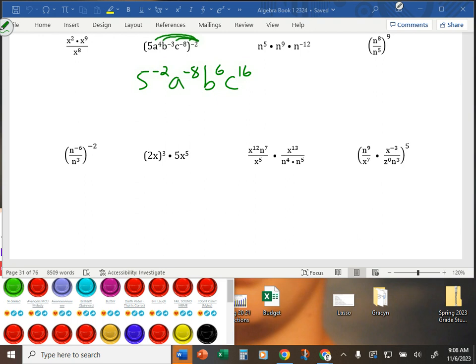Again, you did something. You distributed, right? Now you look at, what else can I do? You see negative powers. We're going to move those. B to the 6th, c to the 16th over 5 to the positive 2nd and a to the positive 8th. You've done something else now. You've taken care of the negative powers. So your last step is to see, do I have any of the same base that I can combine? No. Any more A's, any more B's, any more C's? The answer is no. So you're done. Yay. Okay?